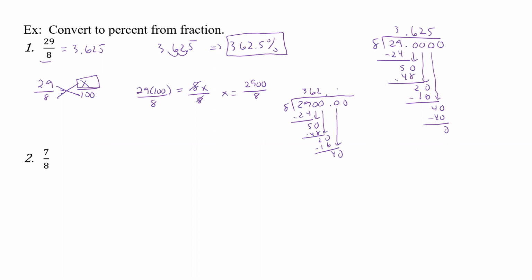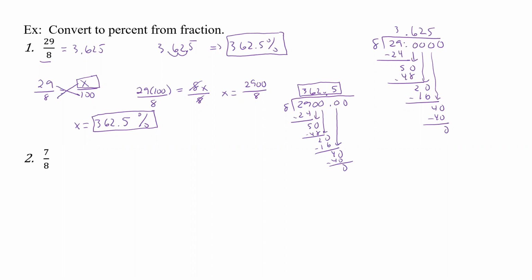And that decimal still goes there. So that's going to be a 5. That's 40. We subtract that, 0. And so this is what x is. Put the decimal up here in a box maybe to help. And so then x equals 362.5. And now all we have to do is add a percent sign. And so if we add a percent sign, that is our percent.